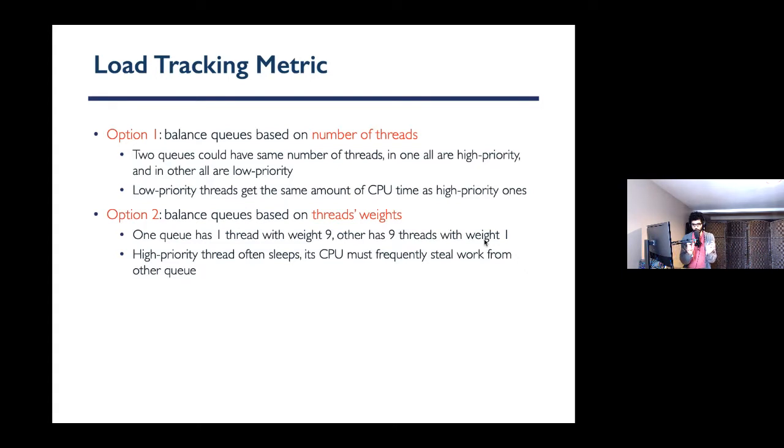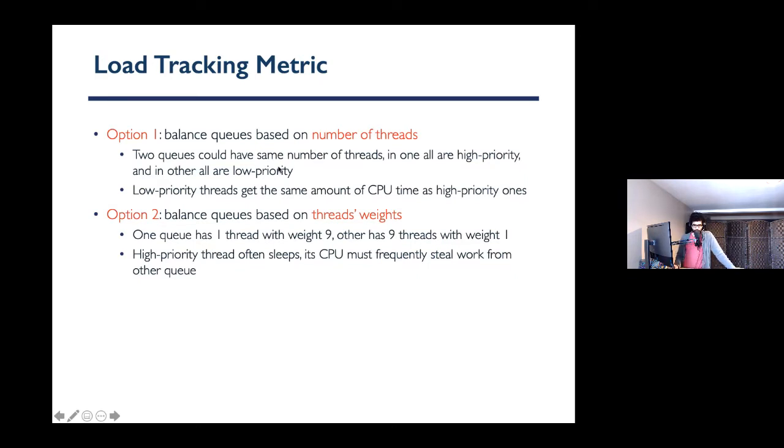If we define the load to be number of threads times their weight, or the sum of the weights, that's better. So sum of weights on each CPU. Now the system is load balanced, but is this good? Does this achieve what we want? And the answer is not really. It's better than the first option, but it's not perfect.